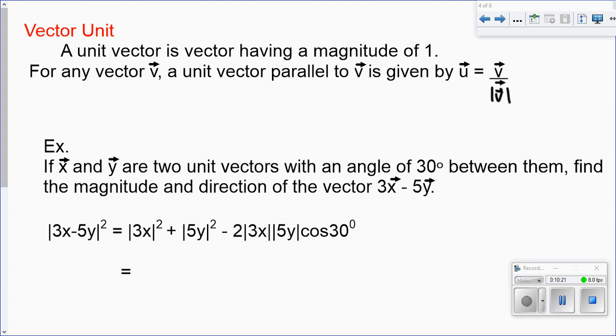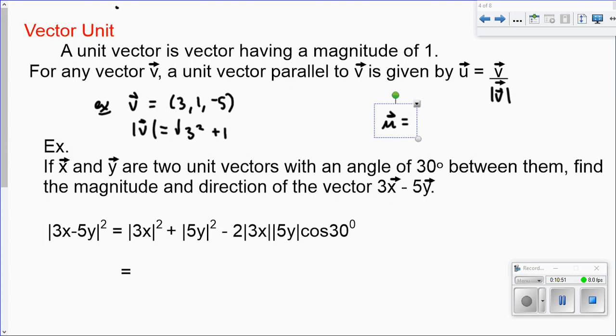So let's find a unit vector. Let's do this vector here as an example. If I have the vector 3, 1, -5, and I want to find a unit vector. It's going to be a vector that's going in the same direction, except it's all of length 1. So here's how I do this. I find the magnitude first. The magnitude will be 3 squared plus 1 squared plus -5 squared. So really quickly that's going to be 9 and 1 is 10, plus 25, so it's going to be the square root of 35.